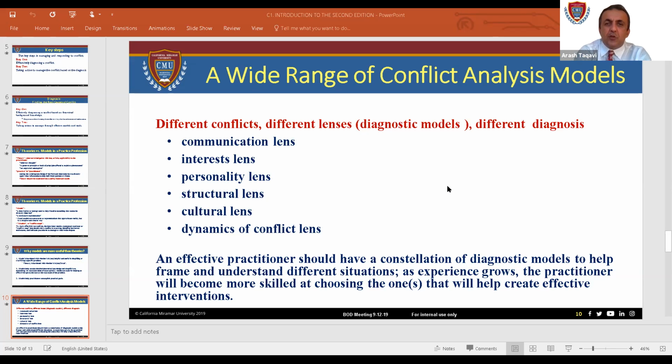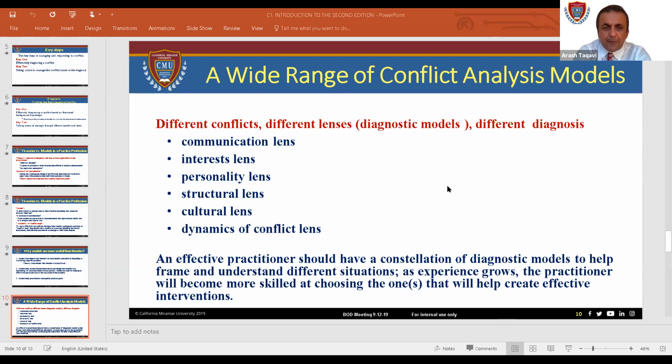And another one is the structural lens. We have some problems in the structure we consider for resolving the problems. So the type of diagnostic we should use for resolving this conflict is called a structural lens or a structural diagnostic model. And cultural lens, for example, for immigrants, for minorities, for different cultures, we sometimes have different political, racial, ethnological problems, so we should use the cultural lens or cultural diagnostic model.